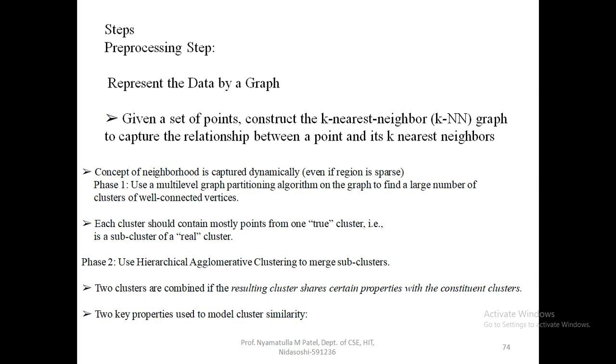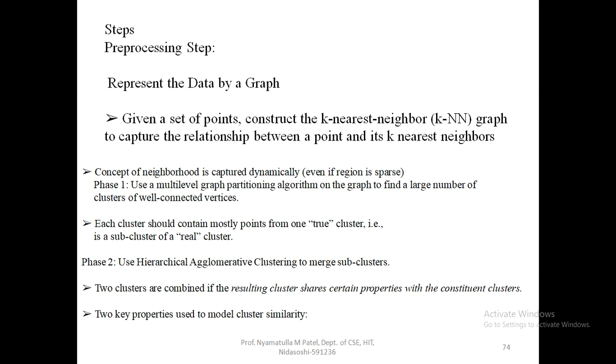We have already studied the k nearest neighbor algorithm. That is based on the Euclidean distance between two points. So, given a set of points, we construct a KNN graph to capture the relationship between a point and its nearest neighbors. The concept of neighbor is captured dynamically even if the region is sparse. So, here the concept of neighbor is applied, meaning the data objects which are in the nearest neighborhood will be combined together.